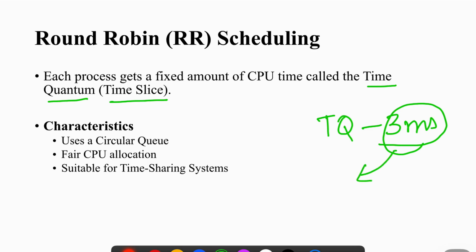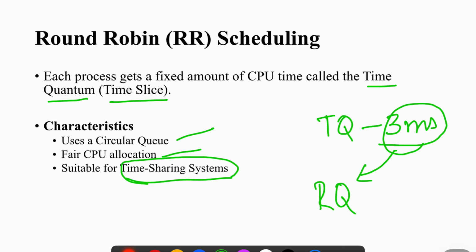Once this time completes, the process has to come out to the ready queue. Again, it should come to the ready queue and reschedule itself. So this is called the round robin scheduling algorithm. Because the CPU keeps on rotating among all the processes, we can term this round robin. And here it is clear that it is giving a fair CPU allocation to each and every process. Round robin uses a circular queue algorithm, which is suitable for the time sharing systems that we have.